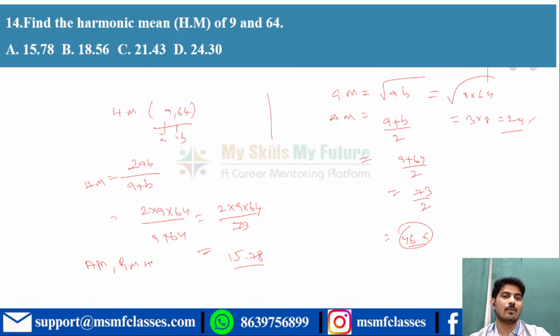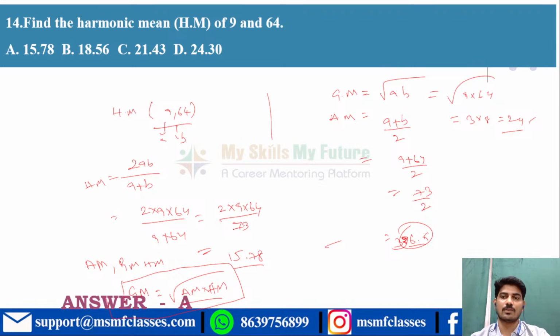There is also a relation between the arithmetic mean, geometric mean, and harmonic mean, which we discussed in the previous class. The relation is that the geometric mean is equal to the square root of arithmetic mean into harmonic mean. So these are the different formulas for arithmetic mean, geometric mean, and harmonic mean. Try to remember these formulas. This statistics topic is entirely about remembering the formulas. If you remember them, then you will be able to solve the questions.